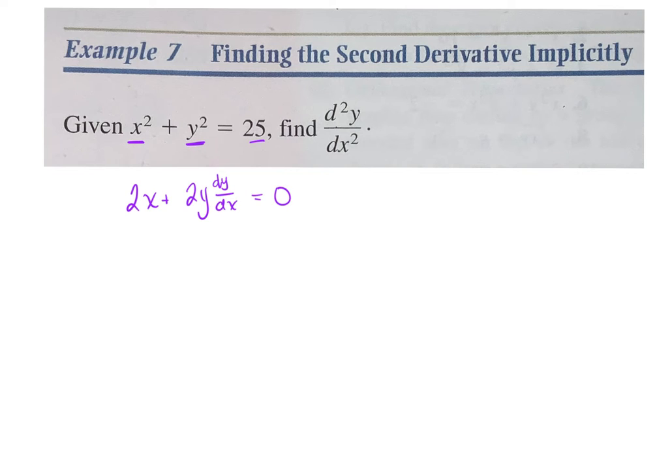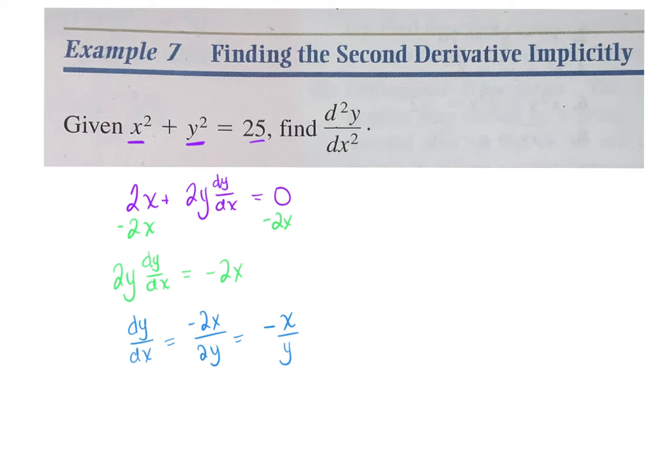0. Now, in order to do this, I need to get dy/dx by itself. So I'm going to subtract my 2x over. I have 2y dy/dx equals negative 2x. Divide by 2y: dy/dx equals negative 2x over 2y. Obviously, I can reduce. We get negative x over y. All right? So far, so good?